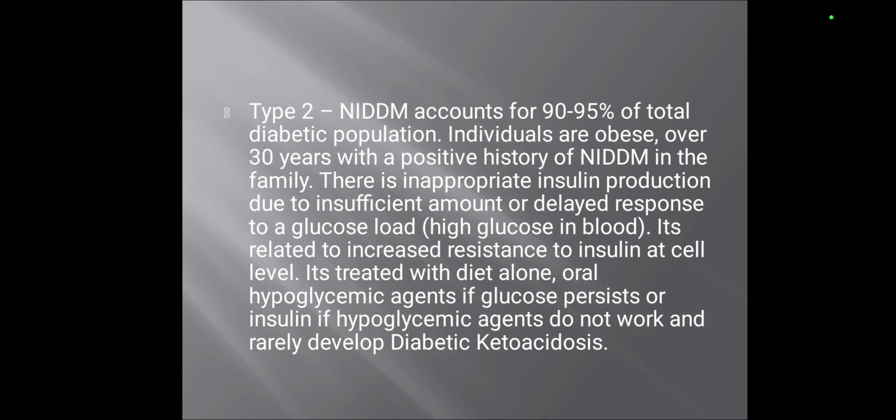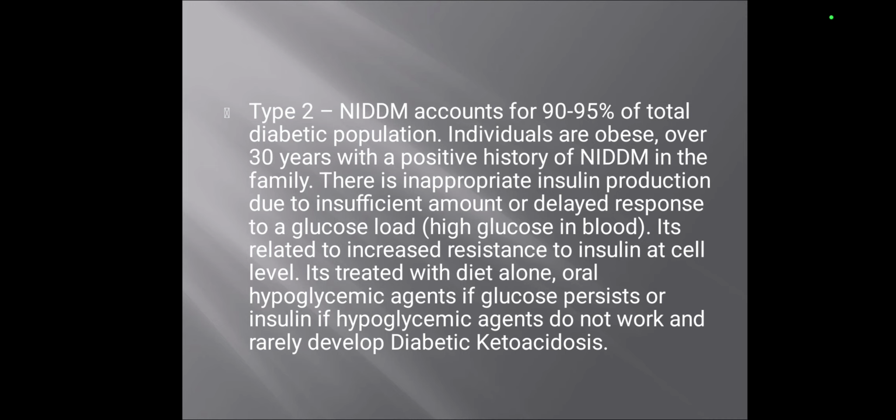So type 2 accounts for 90 to 95% of the total diabetic population. In this one, individuals are obese, over 30 years, with a positive history of diabetes mellitus in the family. There is inappropriate insulin production due to insufficient amount or delayed response to a glucose load.